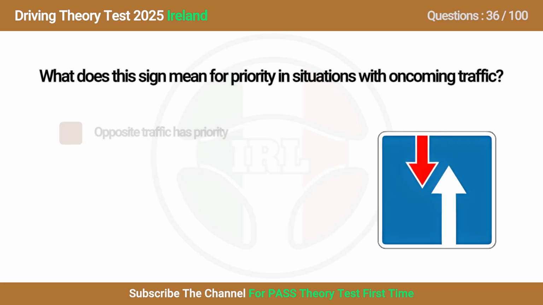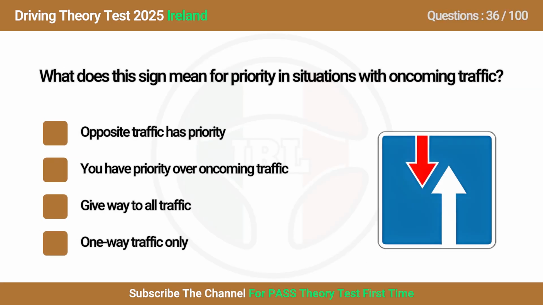Question 36. What does this sign mean for priority in situations with oncoming traffic? A. Opposite traffic has priority. B. You have priority over oncoming traffic. C. Give way to all traffic. D. One-way traffic only.